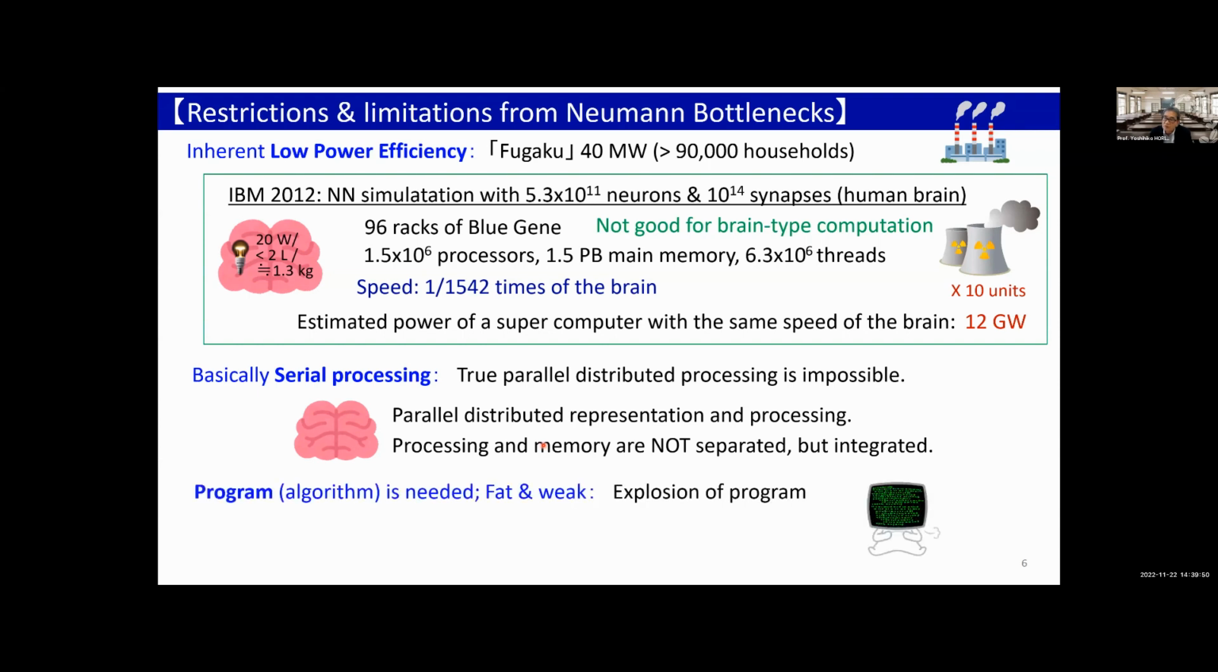Third one is, of course, the program, which is a software bottleneck. These days, the programs are so huge, so fat and weak, that explosion of programs usually happens. However, there is no external or explicit program in the brain. Evolution, continuous learning, and adaptation are used to improve the performance of the brain.